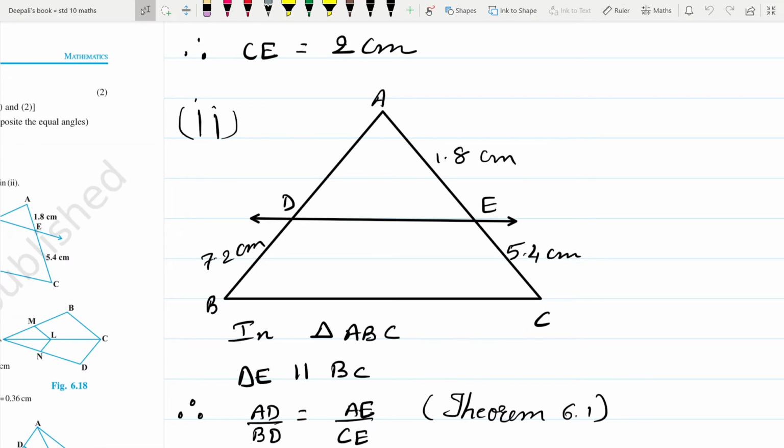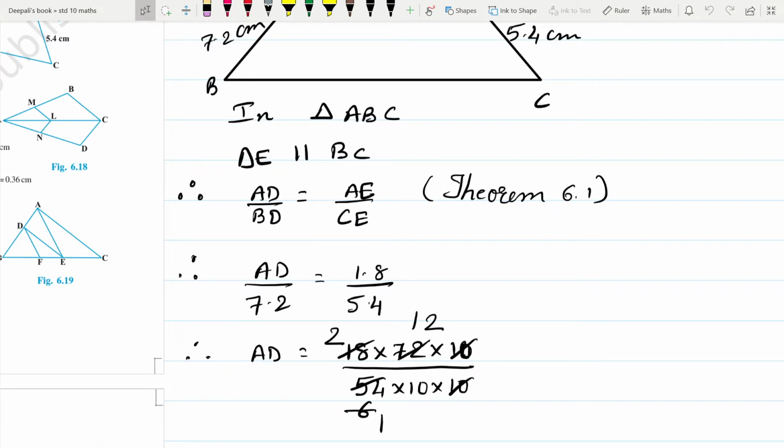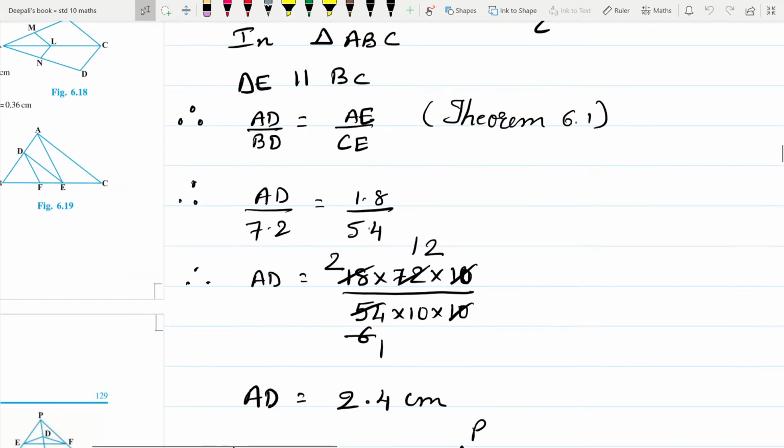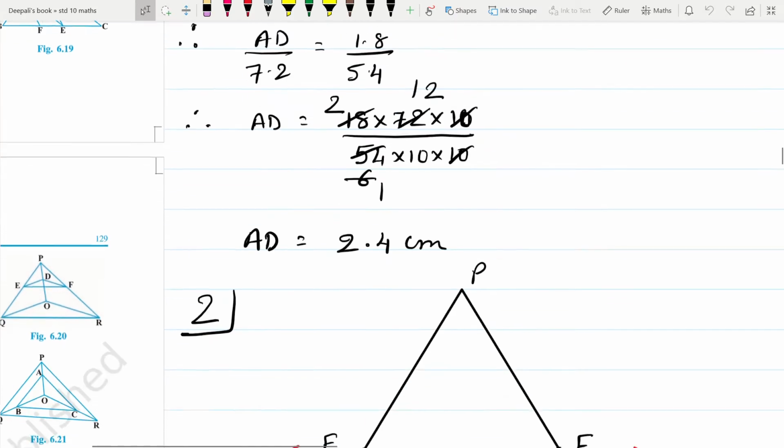In the same way, the next question is similar, where you are supposed to find AD. In triangle ABC, DE is parallel to BC. Therefore, AD upon BD is equal to AE upon CE. Therefore, AD upon 7.2 is equal to 1.8 upon 5.4. Therefore, AD is equal to 18 into 72 into 10 upon 54 into 10 into 10 for simplification. We get the answer 2.4.